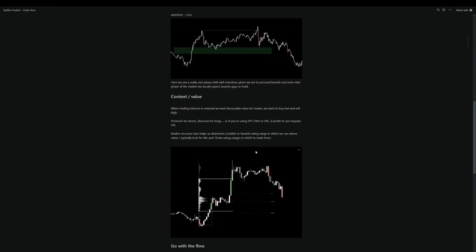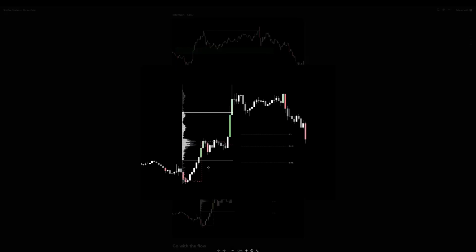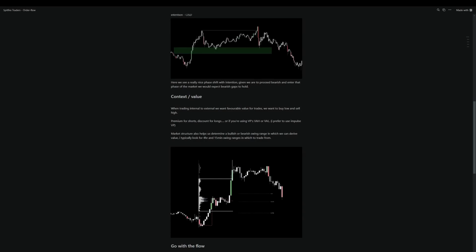So let's use a little bit more of other tools to find context and value. So when trading, like I said, I prefer to, when trading internal to external, we want favorable value for trades. We want to buy low and sell high. Okay, so we can simply do that with a fib. All right, so if you look at this diagram, you can see there's a fib pulled from bottom to top. Once we're below the 50%, it now becomes a discount. Once we're above the 50%, it's obviously premium. Okay, so premium for shorts, discount for longs.